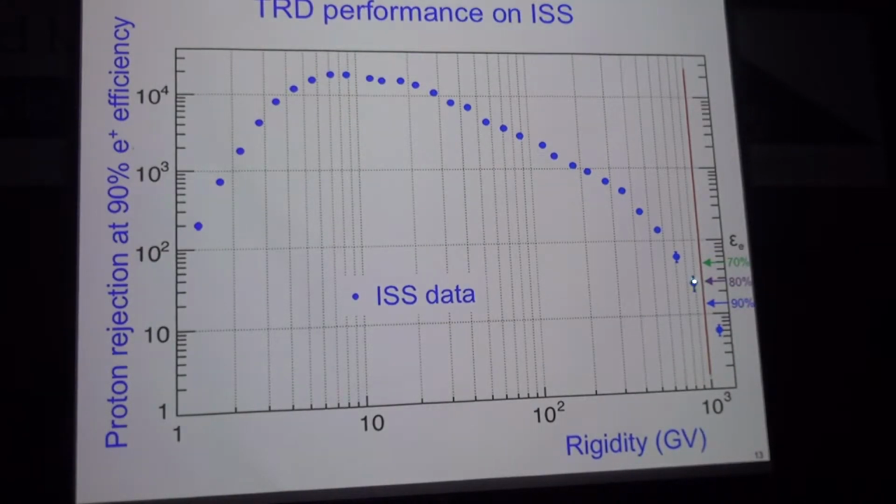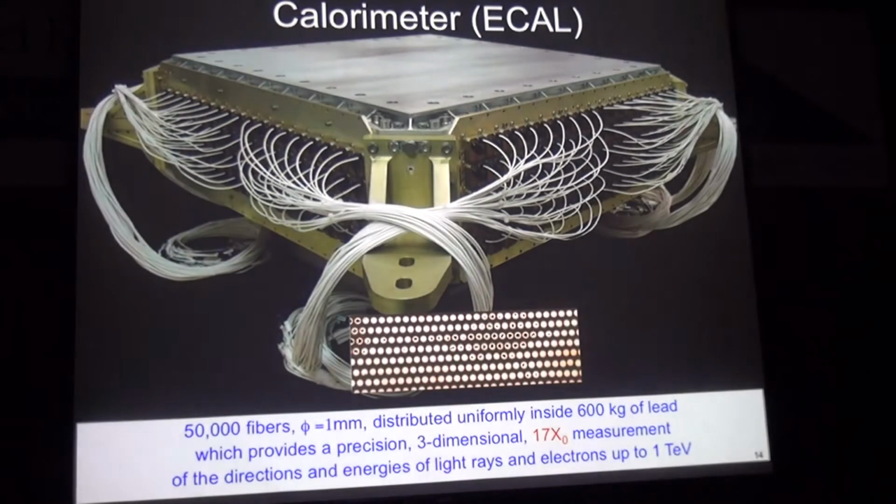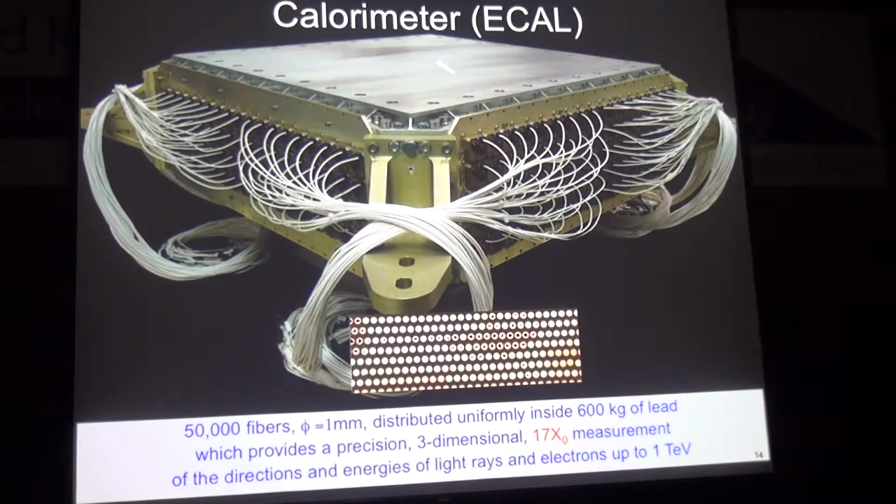But at high energy the rejection starts to go down, though we can compensate for that by reducing the electron efficiency. For example, if we go down to 70% electron efficiency, we can maintain close to 100 even at close to 1 TeV momentum. Another detector that's important for this measurement is the calorimeter.